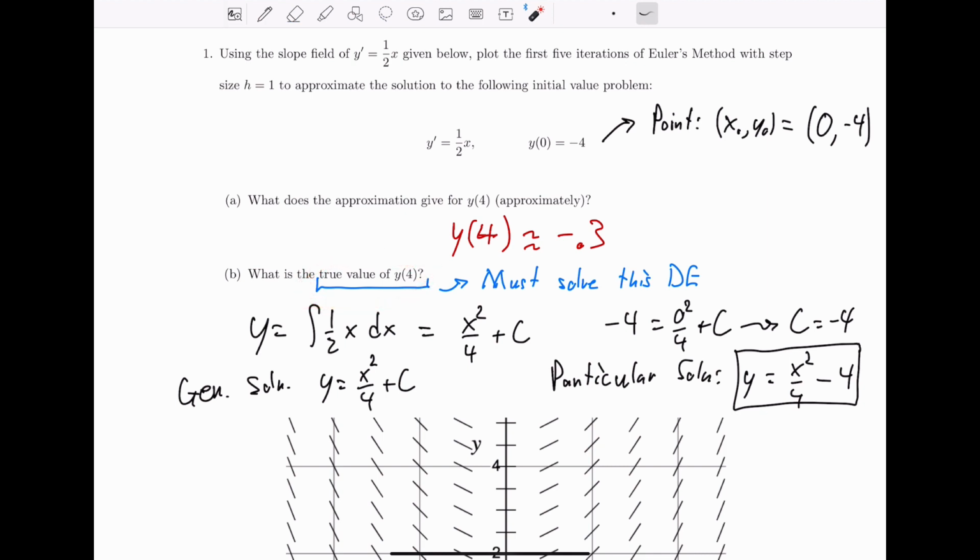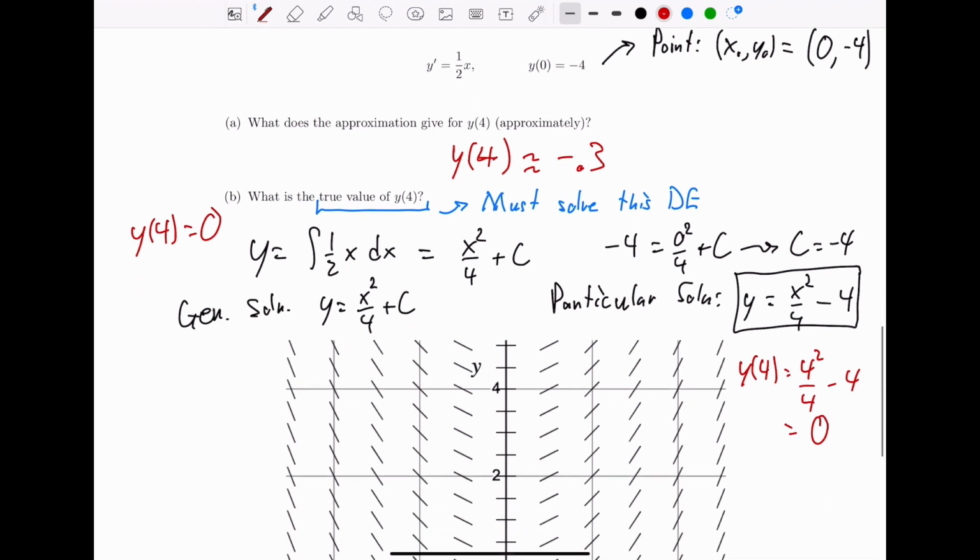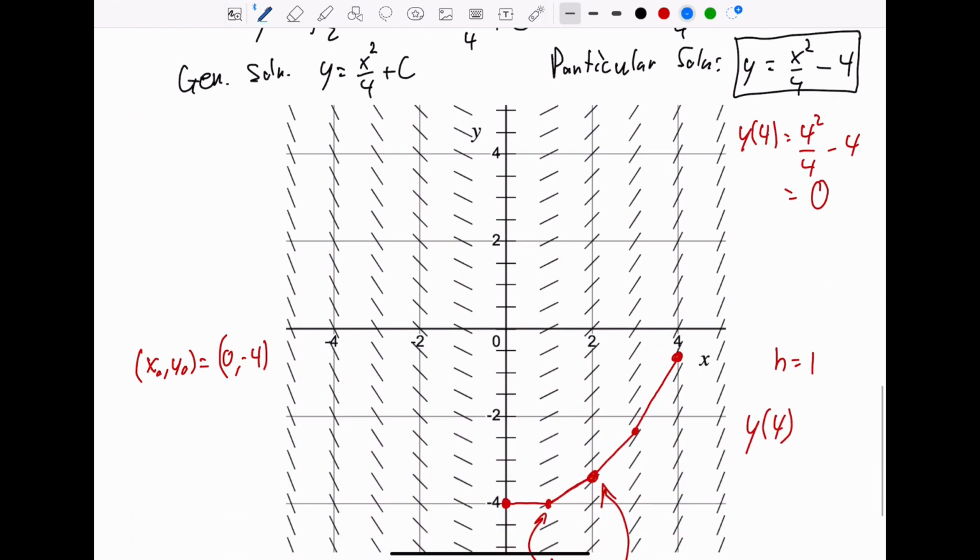We can just find this by plugging in 4 into this solution. So y of 4 equals 4 squared over 4 minus 4. Well, 4 squared is 16 over 4, that's 4, and 4 minus 4 is just 0. So the exact value of y of 4 is 0. Notice how that compares to our approximation. The exact value for y of 4 is right here. Our approximation is actually pretty close. We're just about 0.3 away. So really, Euler's method was pretty effective here in finding an approximate solution to this differential equation.